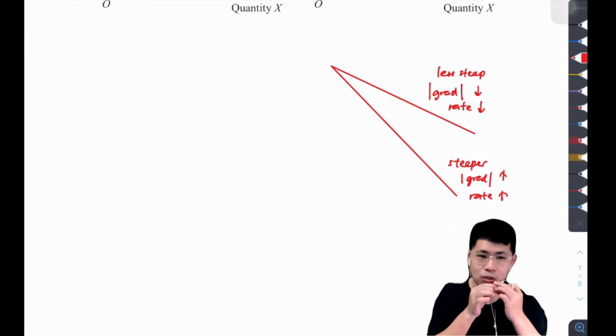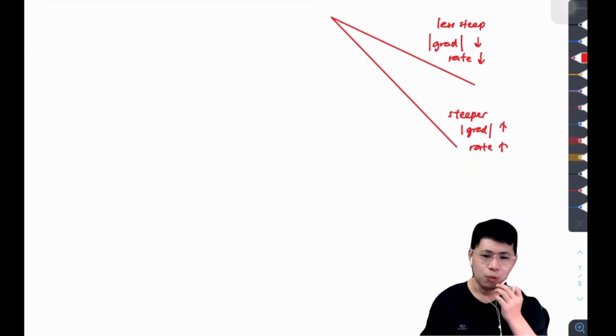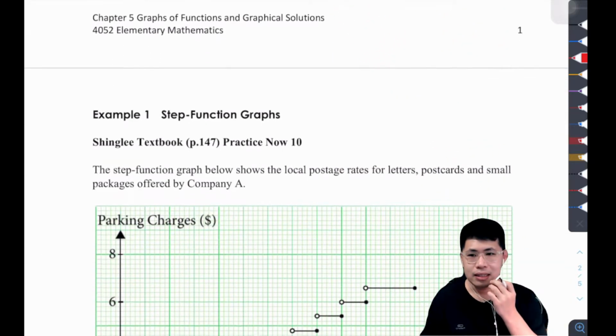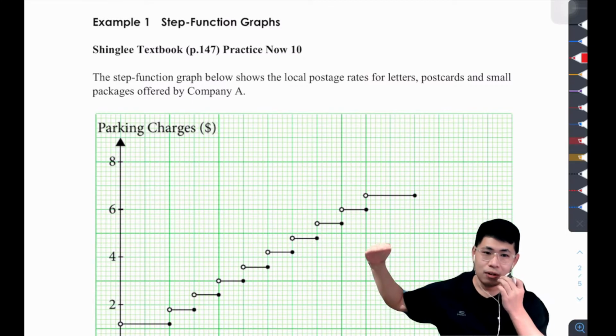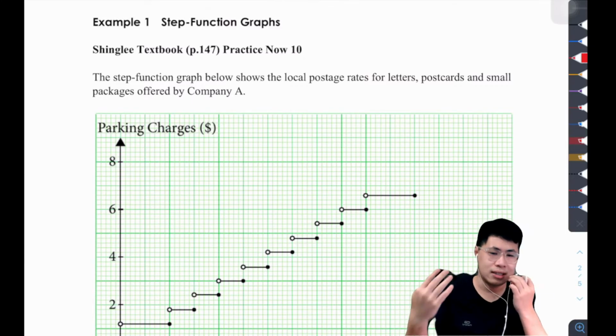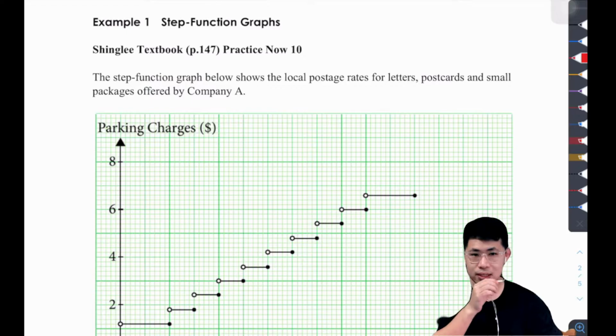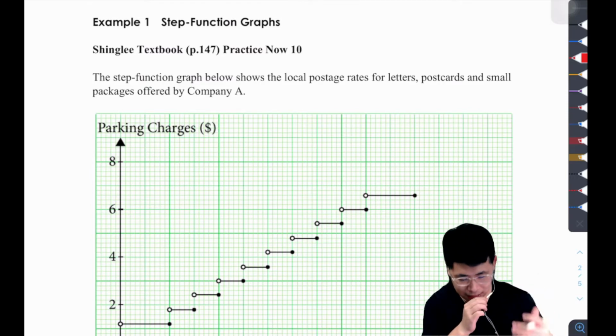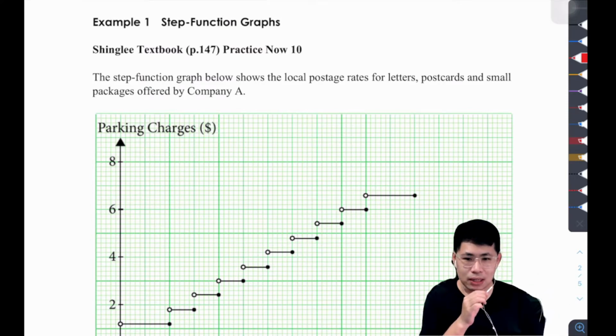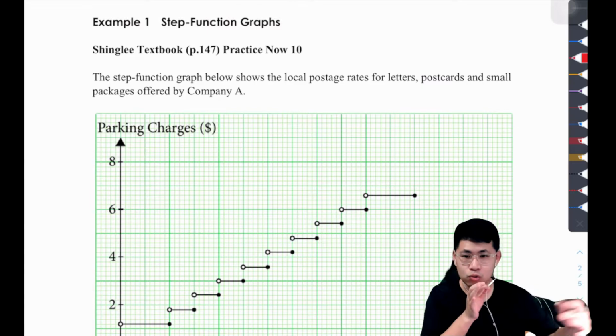Okay, so without further ado, let's take a look at the first kind of weird graph that we're going to see in this subtopic. This is called our step function graph. So what is a step function graph? It actually looks like a staircase, and it shows the local postage rates for letters, postcards, and small packages offered by company A. It is like what we see in our inequality when we want to draw the number line.